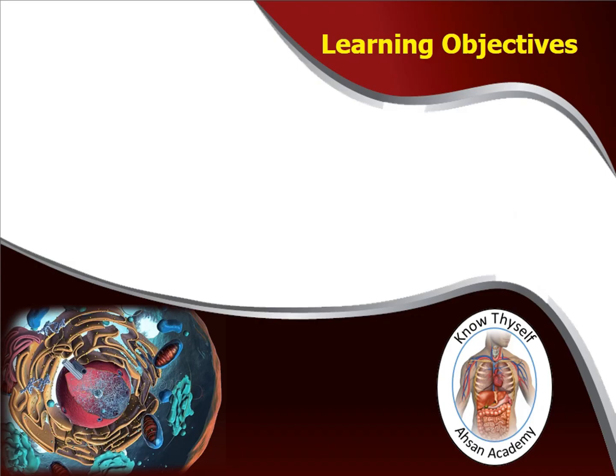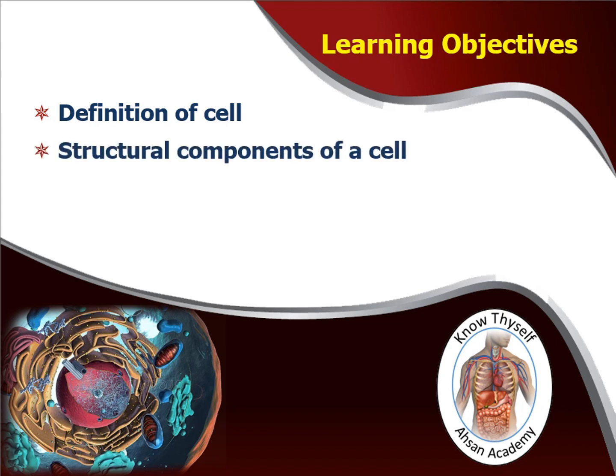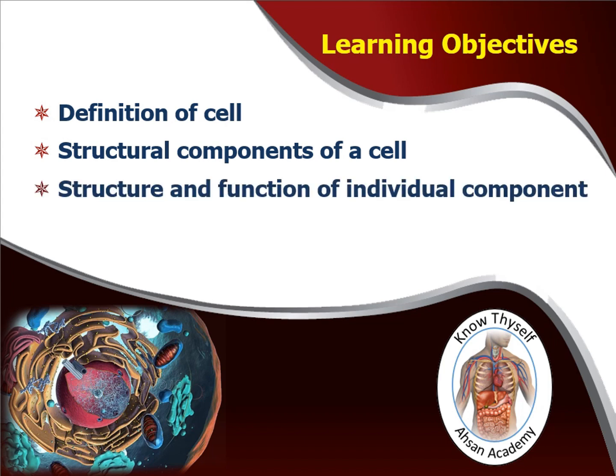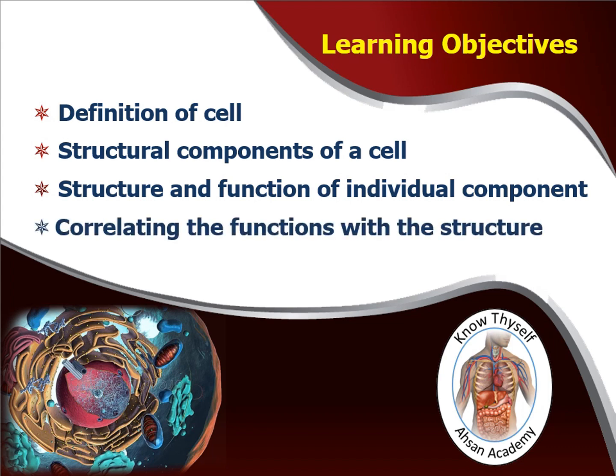So, from the background of this knowledge of level of organization, let us fix our objective. In this presentation, we will try to define the cell. We will list the structural components of the cell. We'll try to find out the structure and function of individual components, and we will conclude with the relation between the structure and the function.